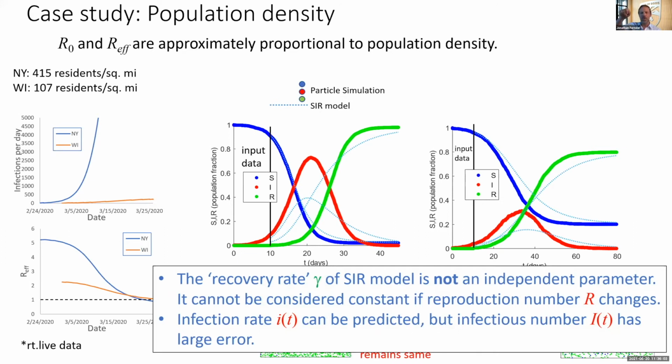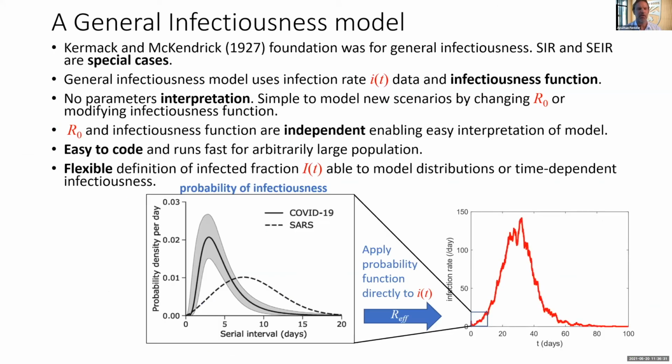So if we change the reproduction number, then in order to predict the future of the epidemic, one must also change the recovery rate, even though the particles in our simulation were infected for the same amount of time in both simulations. Okay, so it's a more complex kind of interaction between these parameters than it first seems, and this we believe could lead to a lot of errors being made. So in closing, our general infectiousness model, we believe, is a fix for these flaws.